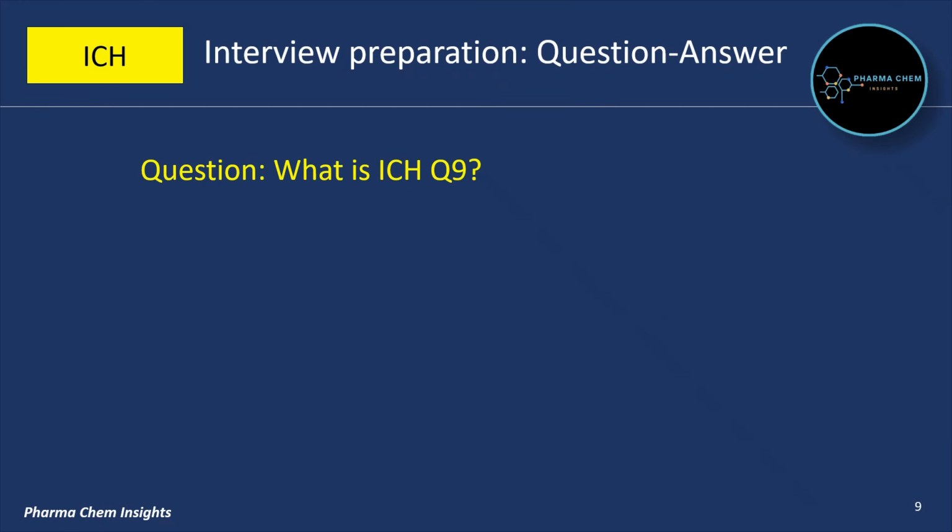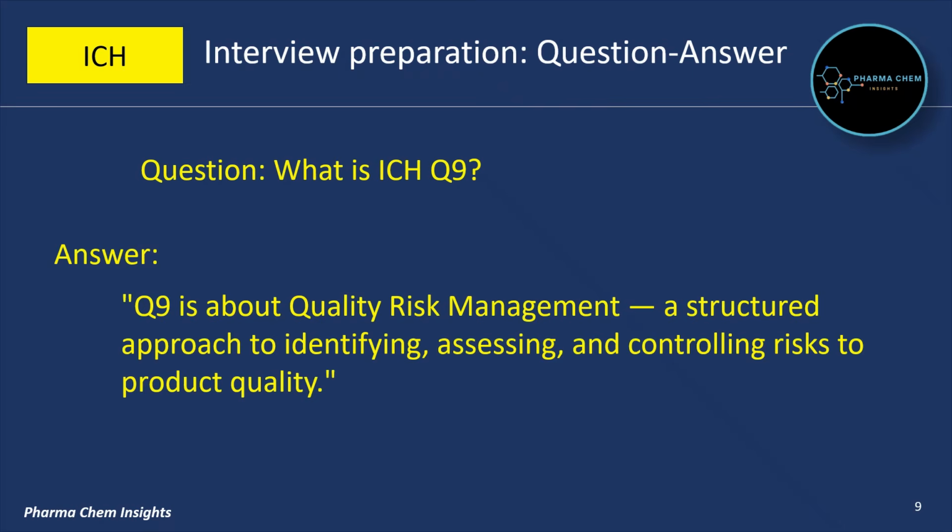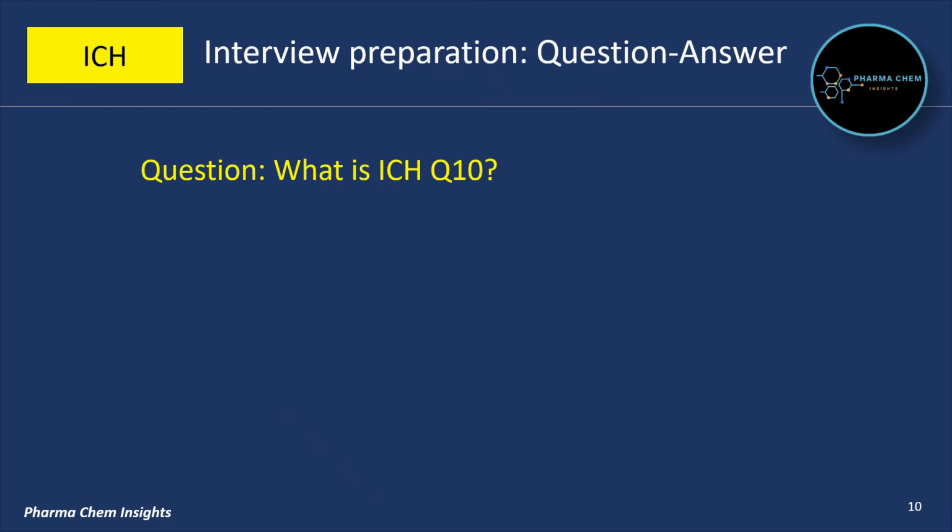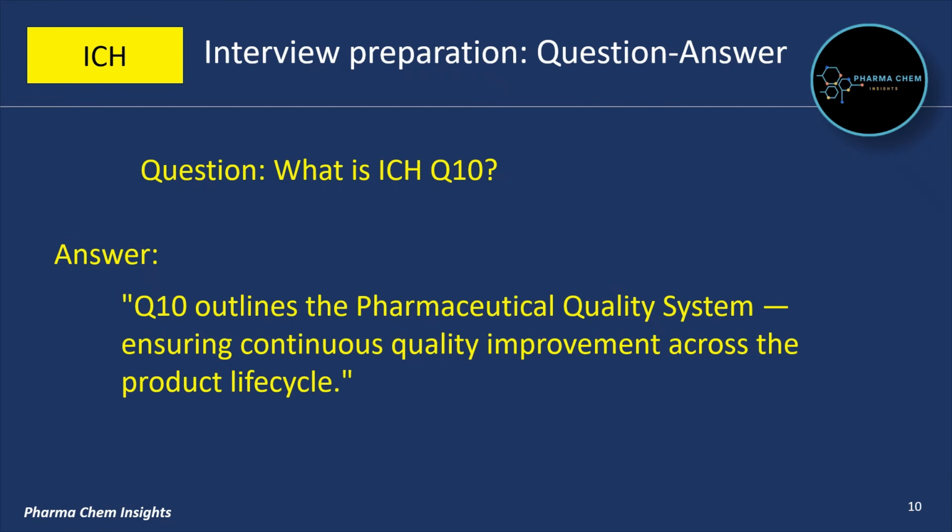Next question, what is ICH Q9? So ICH Q9 guideline is about quality risk management, a structured approach to identifying, assessing and controlling risks to product quality. Next question, what is ICH Q10? So ICH Q10 guideline outlines the pharmaceutical quality system, ensuring continuous quality improvement across the product life cycle.